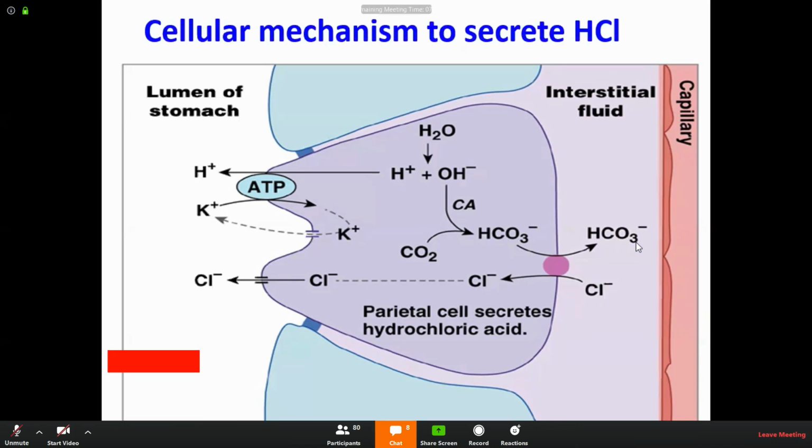So after consumption of a meal, the alkalinity of the blood, the pH of the blood, is increased due to the movement of this bicarbonate ion. And it is known as postprandial alkaline tide. The pH of the blood becomes alkaline. It is known as postprandial alkaline tide.